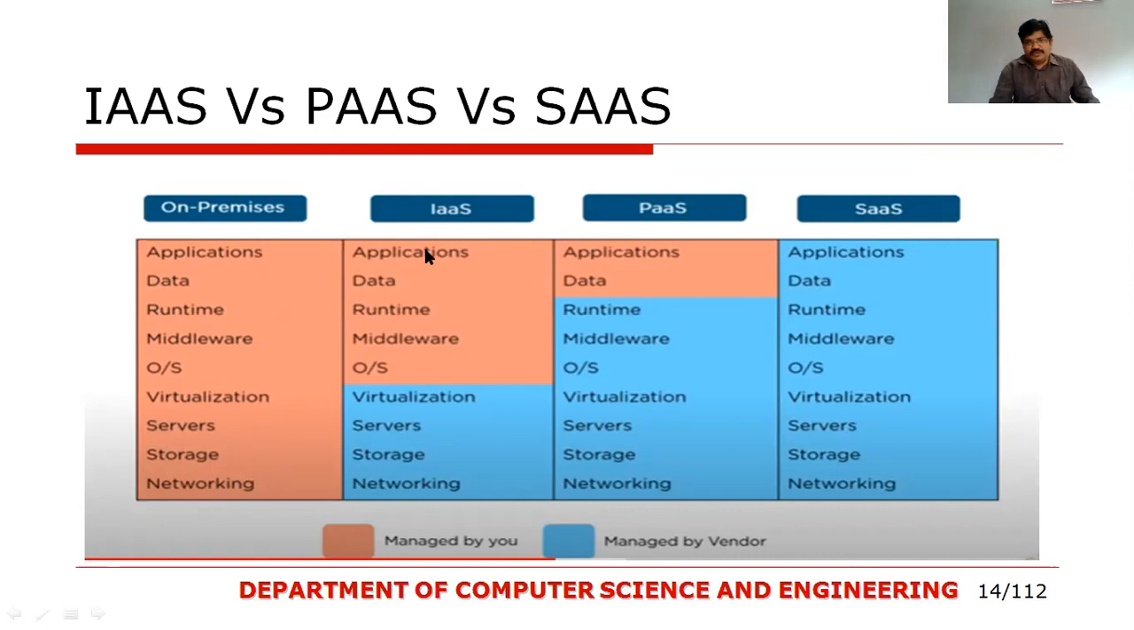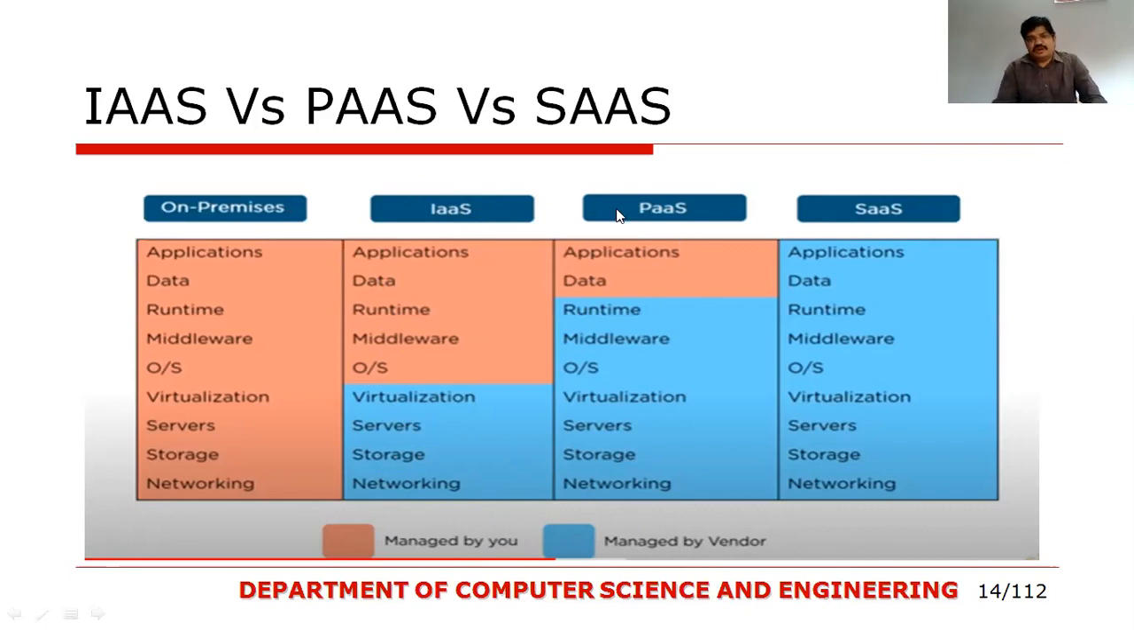Next, if you move from on-premises to cloud services, the cloud provides various services. The first one is infrastructure as a service. Once we go for renting cloud infrastructure as a service, the virtualization, servers, storage, and networking, all these four, will be managed by the cloud vendors only. Here the end user maintains only the applications, data, runtime, middleware, and operating system. The rest of the four will be maintained by the cloud vendor only.